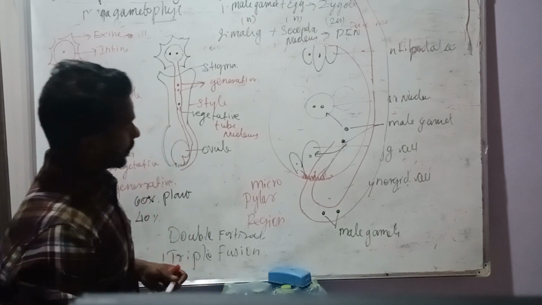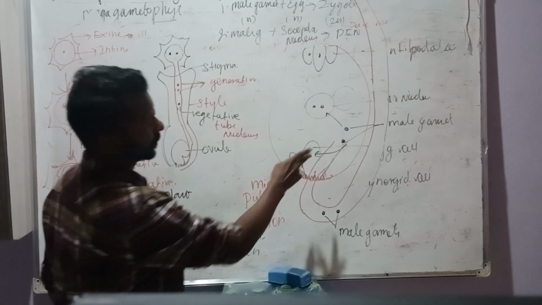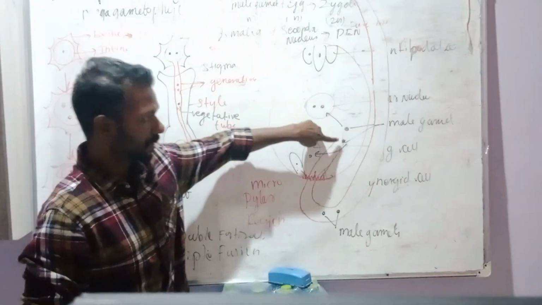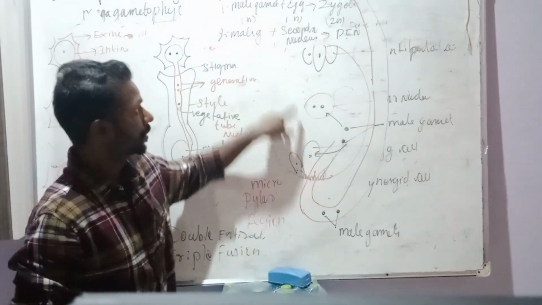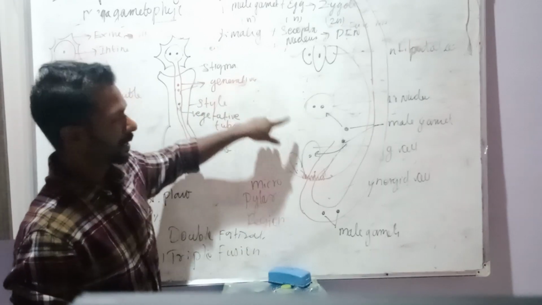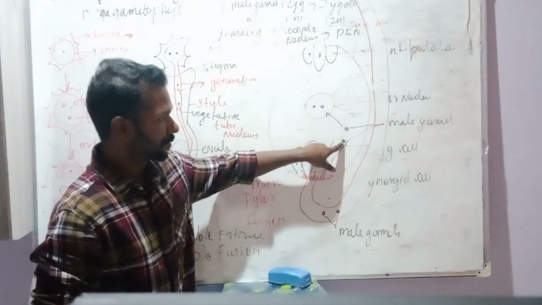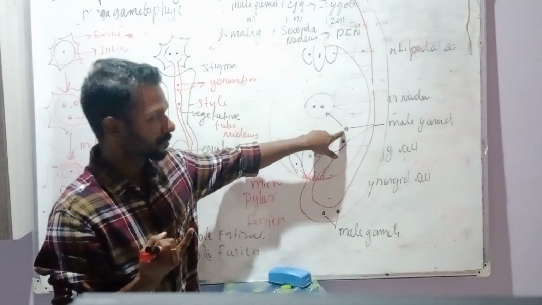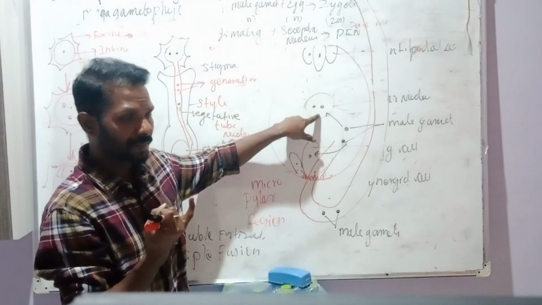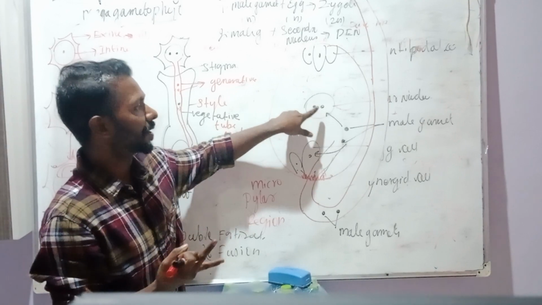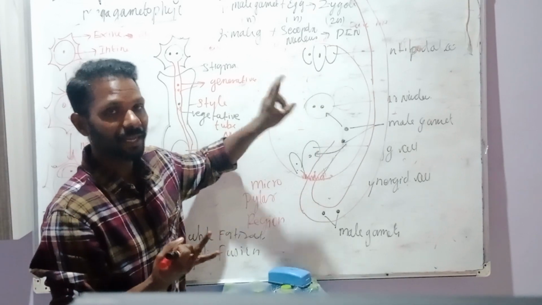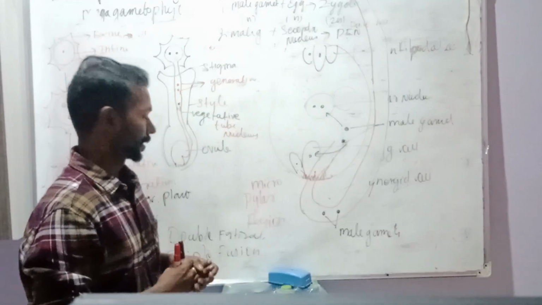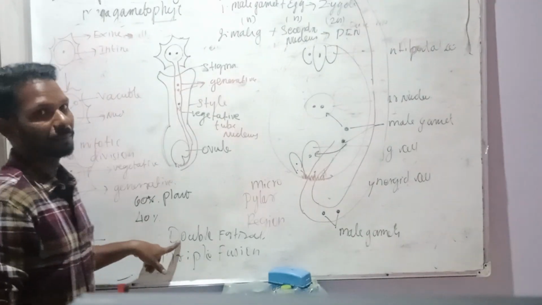What is double fertilization? Two male gametes: one fuses with the secondary nucleus and the other fuses with the egg nucleus. So, double fertilization. What is triple fusion? One male gamete fusing with the egg nucleus is one fusion, the other fusing with the polar nuclei is the second fusion, and the two polar nuclei had already fused together, so that is three fusions. So, triple fusion and double fertilization.